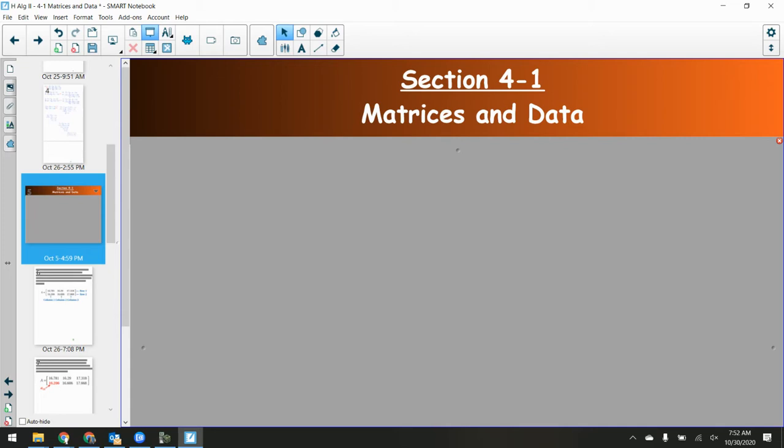Section 4.1, matrices and data. Again, I love chapter 4, and I'm getting kind of nostalgic about this because I think I talked to you guys. We're getting new books next year, like the Algebra 1, Geometry, and Algebra 2. All of the books that we're considering don't have matrices in them. And that hurts me, because I love matrices and I think they're really beneficial, but they're technically not in the standards.